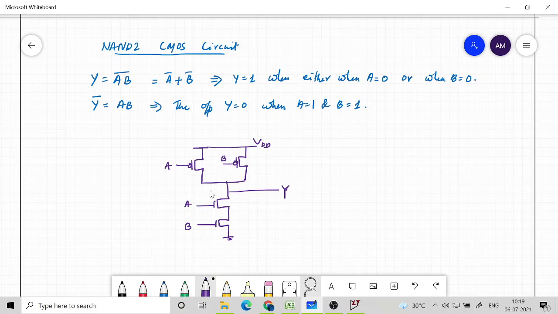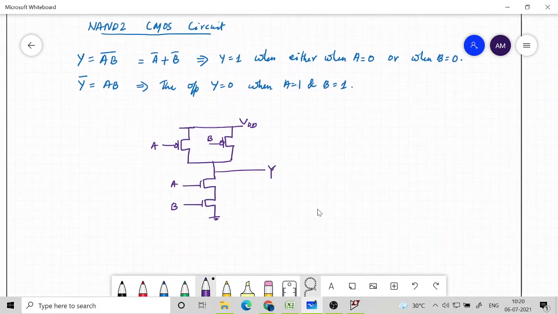So y bar is equal to AB. That means we want the output to be 0 when A equal to 1 and B equal to 1. And y equal to A bar plus B bar means that when either A equal to 0 or B equal to 0, we should get an output equal to high state. So this is basically a NAND 2 circuit.